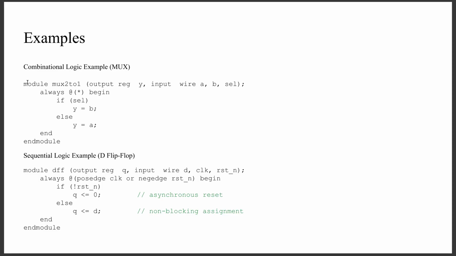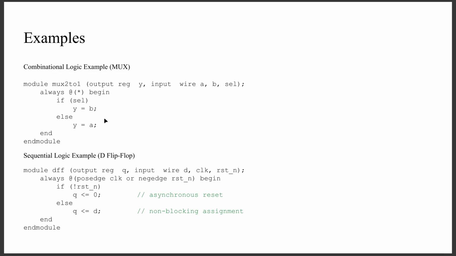Some examples. For some combinational logic where we want to model a mux, we would declare a module with an output register Y, input wires A, B and sel, and always at any time any one of these signals change, then begin. If sel is true, Y equals B, else Y equals A.